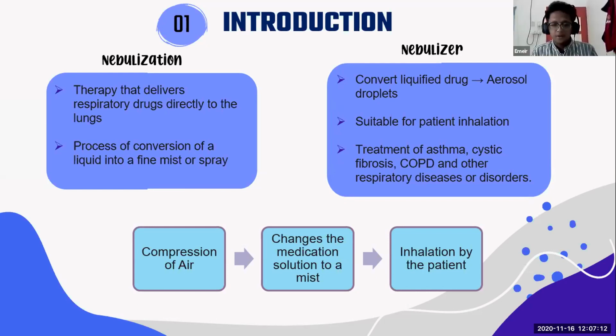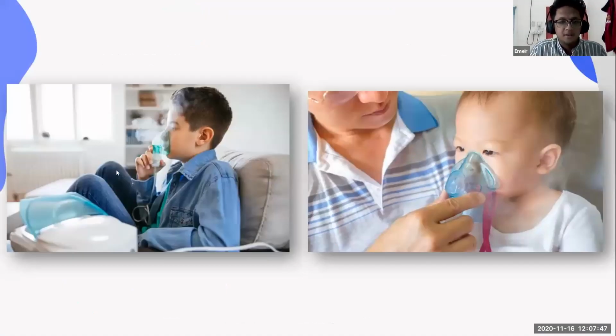So how does a nebulizer work? A nebulizer delivery system consists of a nebulizer and also a source for compression of air. This compression of air causes airflow to the nebulizer that causes the change of medication solution into a mist. Thus, this will be inhaled by the patient. When inhaled correctly, the medication has a better chance to reach the small airways such as the bronchioles, and this will increase the medication's effectiveness. So this is nebulizers.